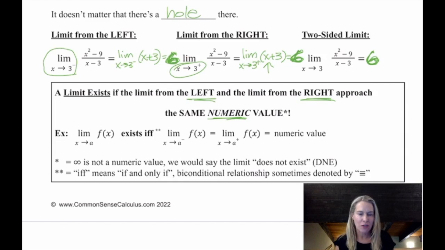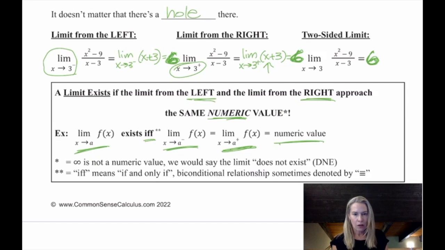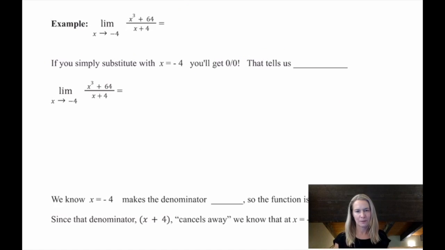And just as I've mentioned in previous videos, IFF is not a typo, it means if and only if. So the two-sided limit exists if and only if the left-hand limit and the right-hand limit equal the same numeric value. And going in the other direction, the left-hand limit and the right-hand limit can only be equal if and only if the two-sided limit exists.